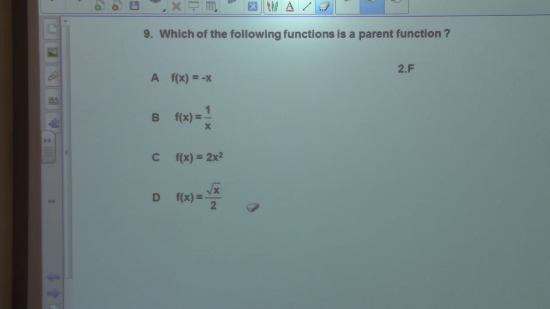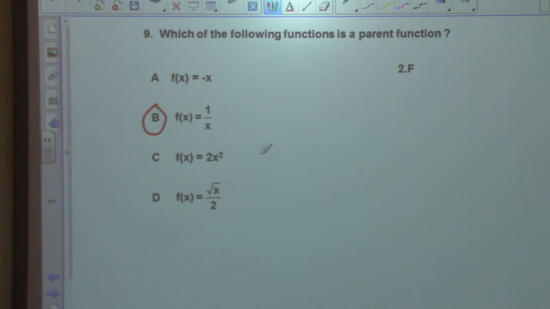Next, which of the following here is a parent function? This one should have been easy. I had you take notes of the parent function. B is, right? B is the only one.